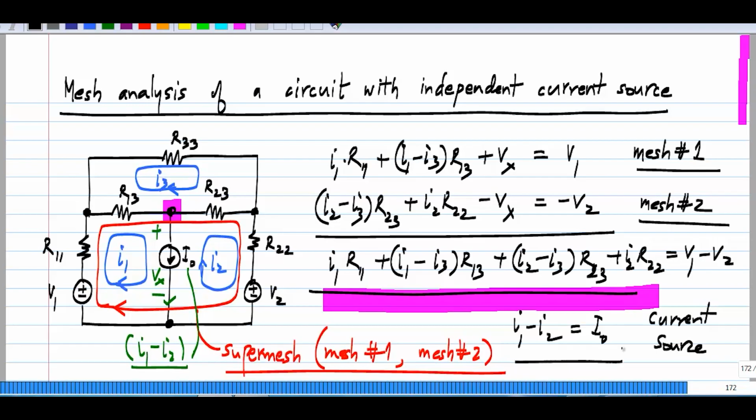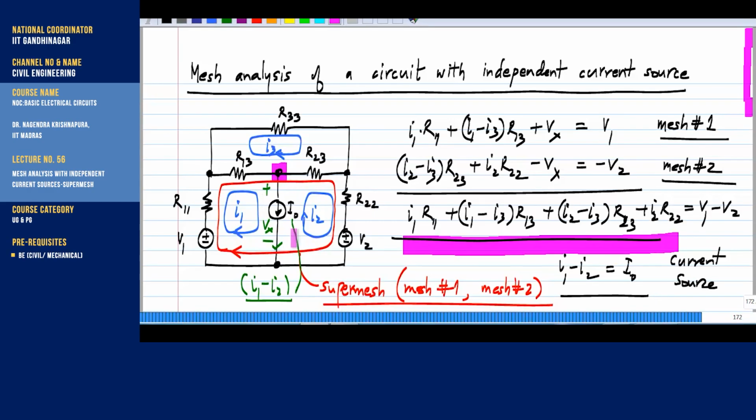And I get this equation, and with these two equations, and also for the third mesh, mesh number 3, I have the same equation as before. So with these three equations, I can solve for all three mesh currents, and from there get all the branch currents and branch voltages. So when you have an independent current source, you form a super mesh, and by doing that, you lose one mesh equation, but you have the constraint corresponding to the current source itself.